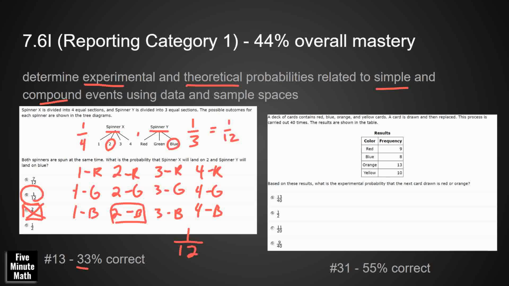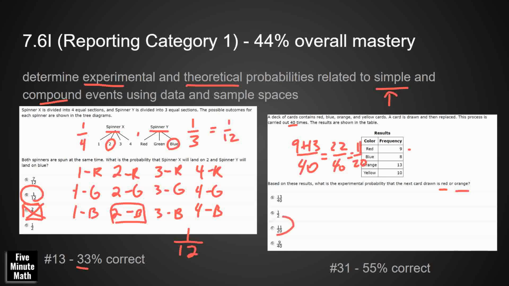55 is a little bit simpler because we are dealing with simple probability. We've got all of these colors with a deck of cards, and we're pulling something 40 times, so that's going to be our denominator. So experimental probability, right? We're looking for red or orange. Well, red is 9. Orange is 13. It could be either one of these, so I'm going to add these two. So that equals 22 over 40, which equals 11 over 20.